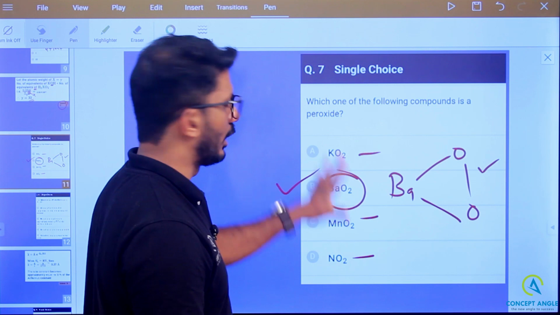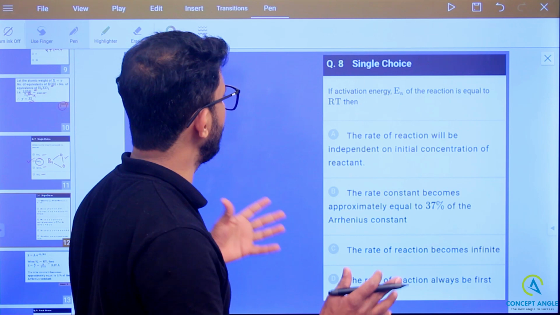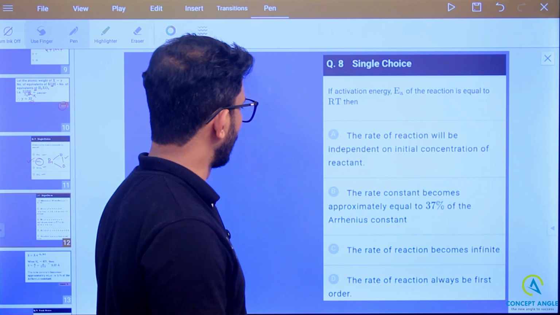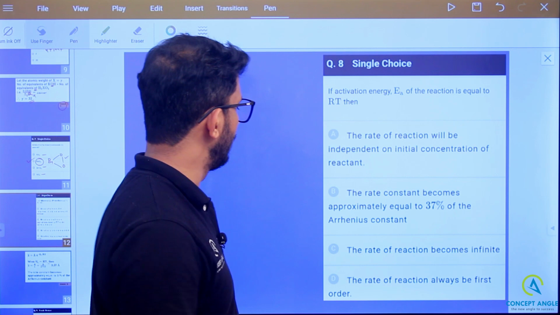Let's move to the next question, that is question number 8. If the activation energy Ea of the reaction is equal to RT. Ea is equal to RT, and the options are: A, the rate of reaction will be independent of the initial concentration of the reactant. B, the rate constant becomes approximately equal to 37% of the Arrhenius constant. C, the rate of reaction becomes infinite. And D, the rate of reaction is always first order.